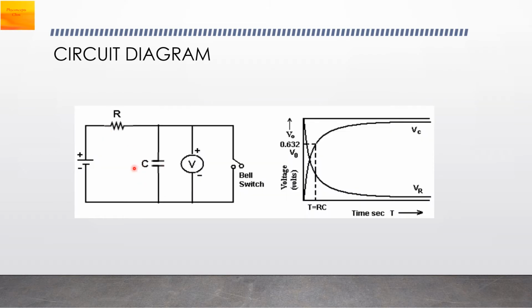This is the circuit diagram which involves an R and a C, that is a resistor and a capacitor. You connect a supply or a battery and we measure the capacitor voltage in this voltmeter, and there is a bell switch to switch on the circuit.